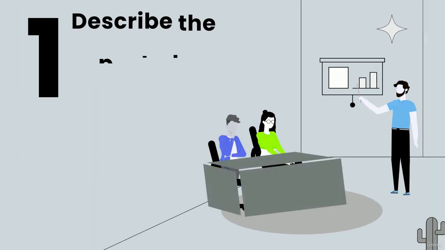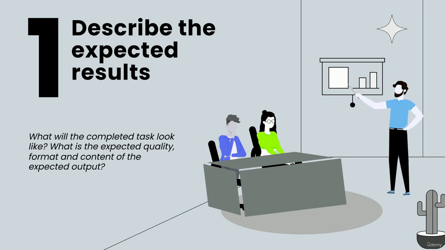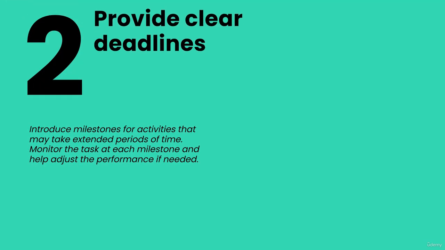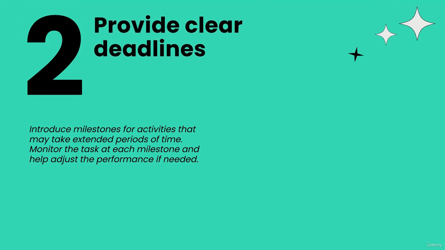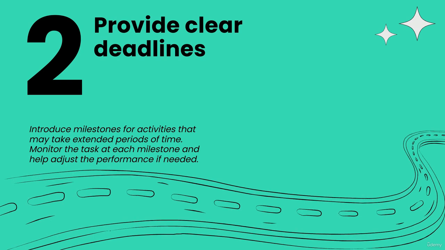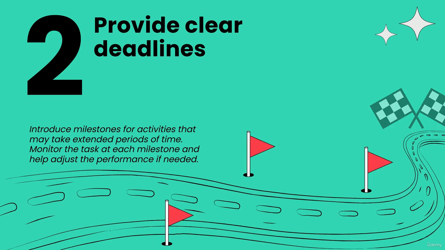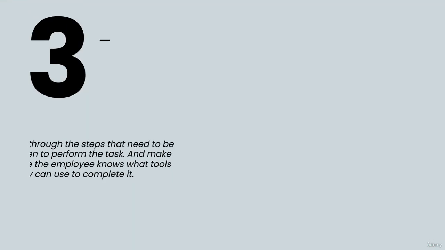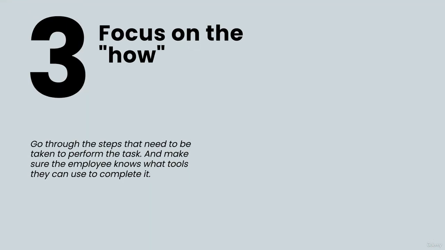Start by describing the expected result. What will the completed task look like? What is the expected quality, format, and content of the expected output? Make sure you provide a clear deadline. For more junior employees, it helps if you introduce milestones for activities that may take extended periods of time. This way, you will have the opportunity to monitor the task at each milestone and help adjust the performance if needed.